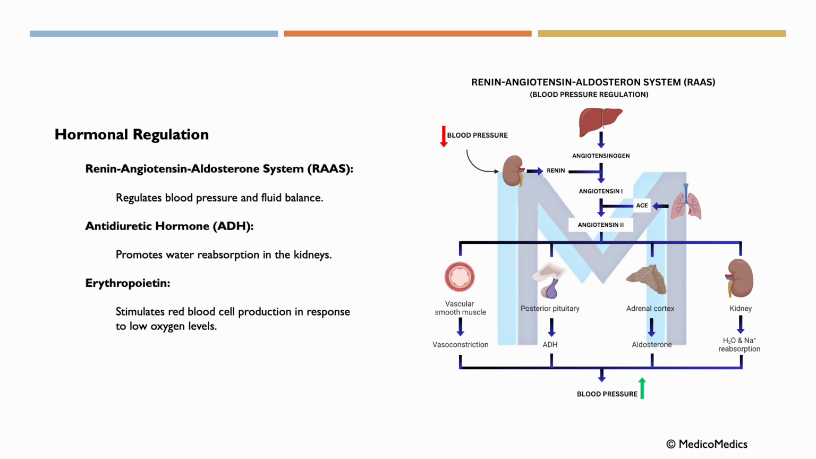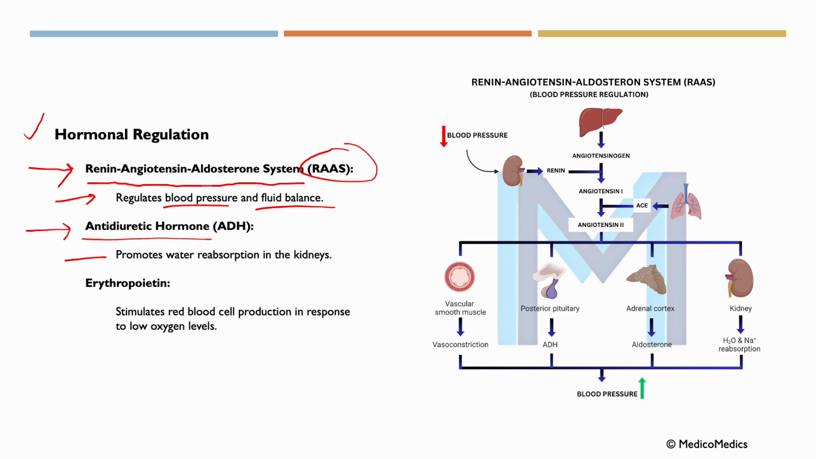And now we come to hormonal regulation. And one very interesting system here that we are presenting is the renin-angiotensin-aldosterone system, or RAAS. This is involved in regulating blood pressure and fluid balance. We have the antidiuretic hormones, so these promote water reabsorption in the kidneys. Another one, erythropoietin. It stimulates red blood cell production in response to low oxygen levels.